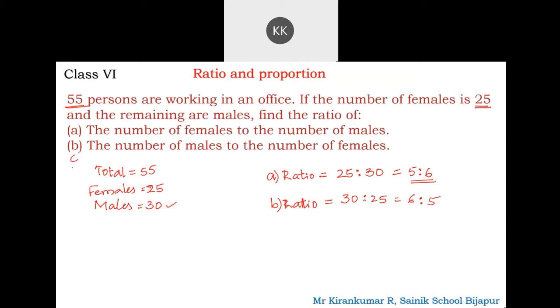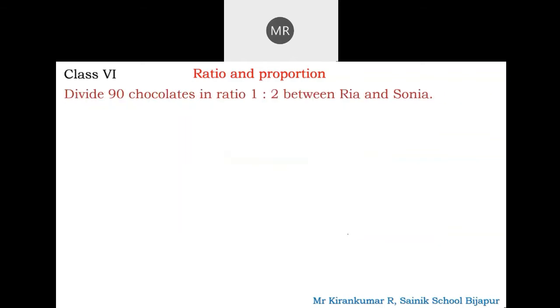In the third question, find the ratio of number of males to total number of persons. Males is 30, total is 55. 30 is to 55, which is 6 to 11, because both are divisible by 5. Isn't it easy? Yes, sir.